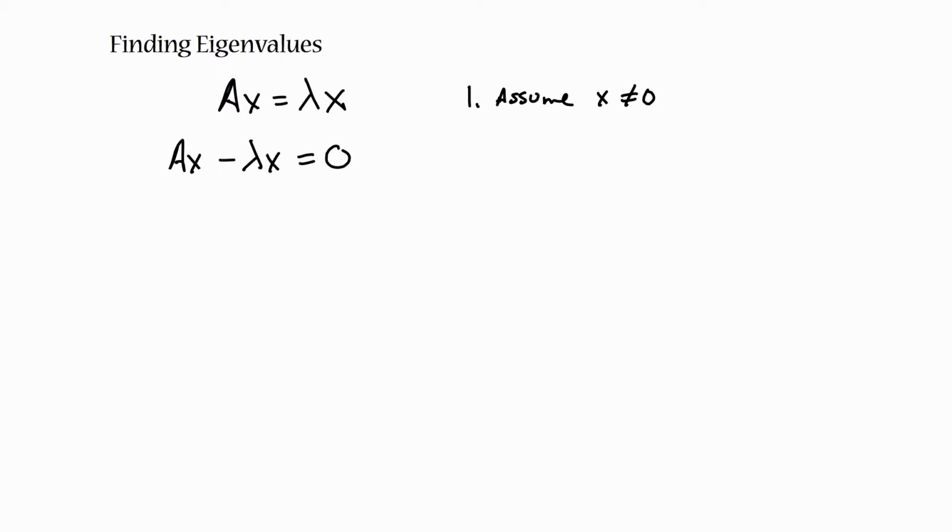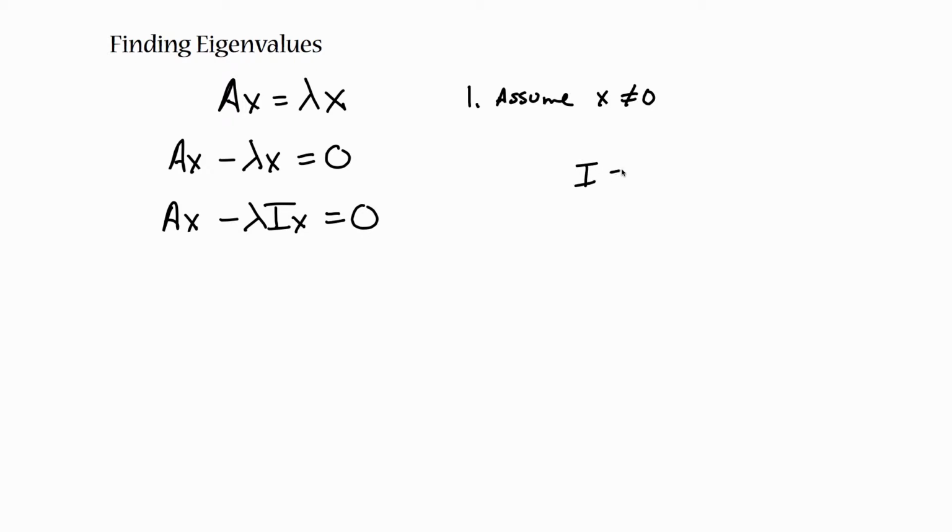It's tempting to try and factor out the x right away, but remember, A is a matrix, a square matrix, and lambda is just a scalar, it's a number. And you can't subtract a single number from a matrix. So first, we're going to multiply lambda x by the identity matrix that's the same size as A, or has the same number of rows and columns as A. So now we get A times x minus lambda times I times x is equal to 0.